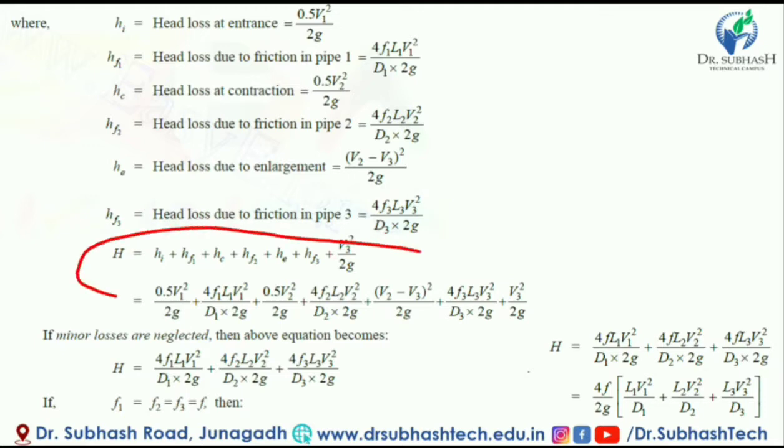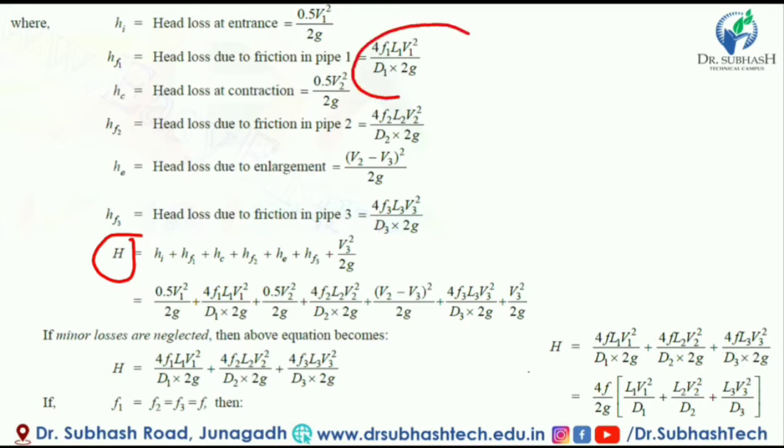Now again write the equation. The total head difference between the free surface of water level of the two tanks is equal to the total head losses. Now put in all the values of head losses as shown in the slide. If we neglect the minor losses, then the remaining are the friction losses on the right side.